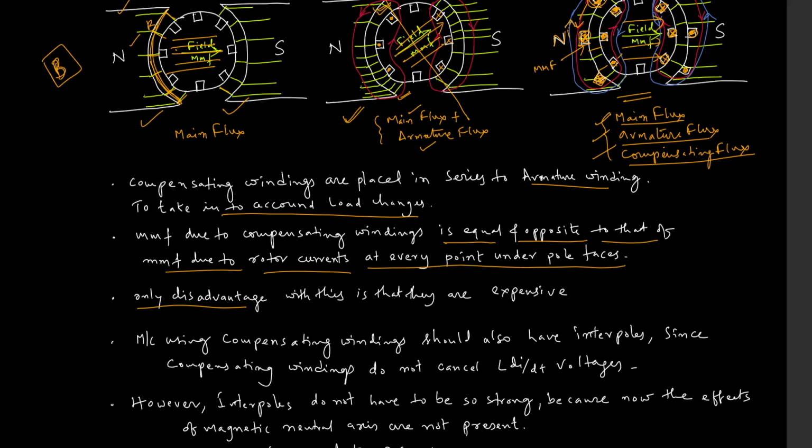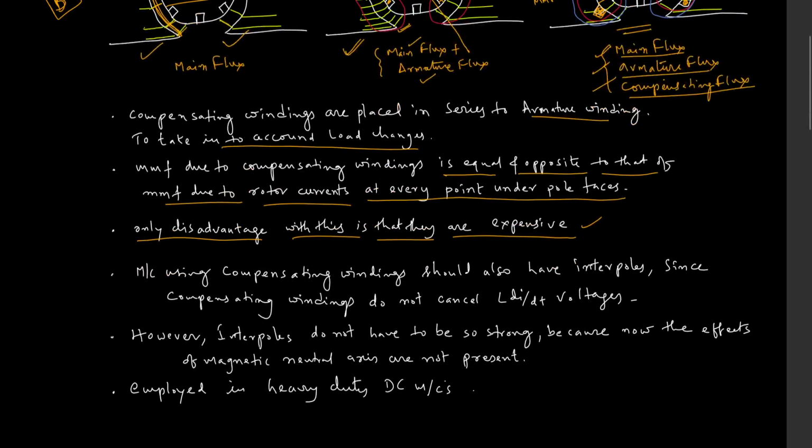The only disadvantage with this is that they are expensive in nature. These compensating windings are expensive because we need to slot the pole faces, accommodating the coils in the pole faces, and they have to carry the same current as the armature current. So the thickness of the compensating winding is equal to that of the armature conductors. So it is normally very expensive.